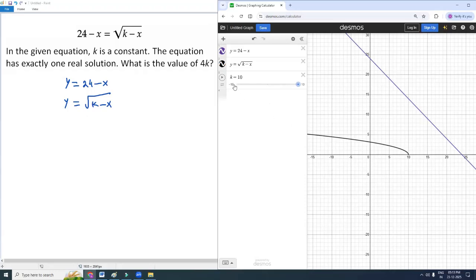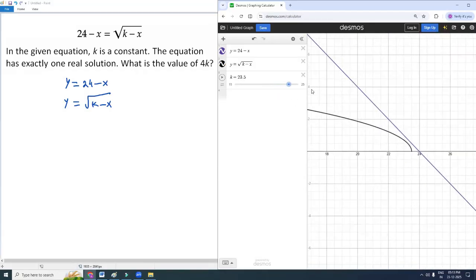Now let me adjust the minimum value and maximum value of k. Let's set the minimum value of k to 15 and the maximum value of k to 25. Now let's get the slider. When I increase the value of k, the graphs are getting closer. When k takes 23 point something, the graphs are very close. I think the value of k has to be between 23 and 24.